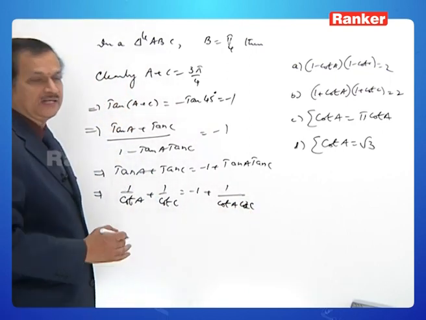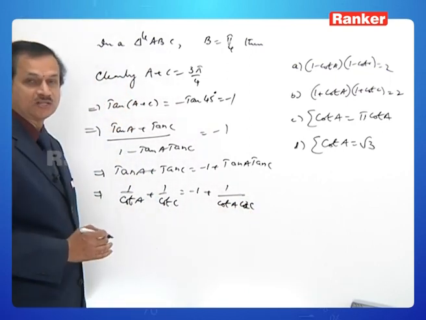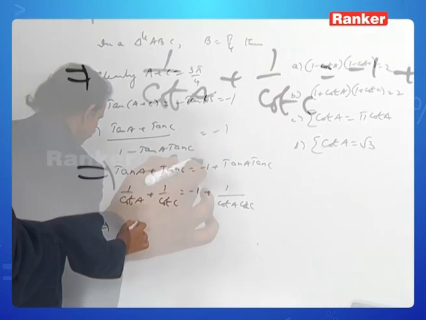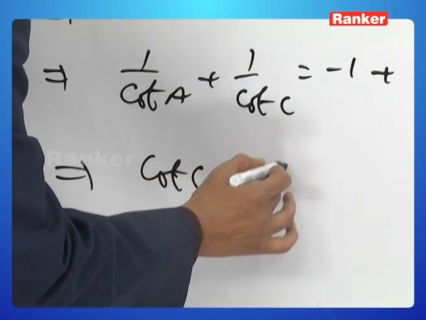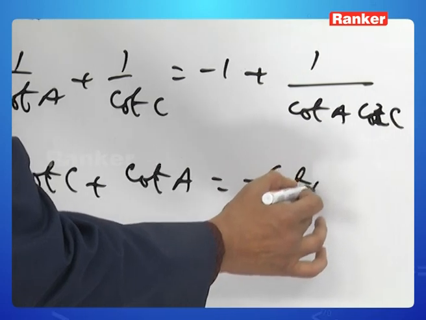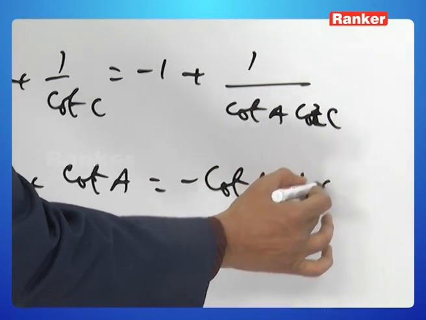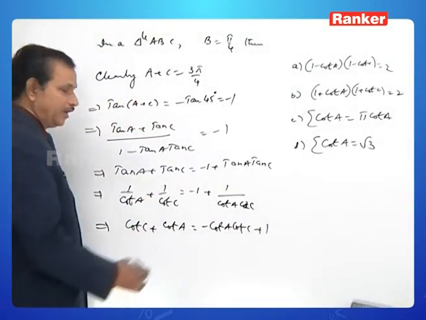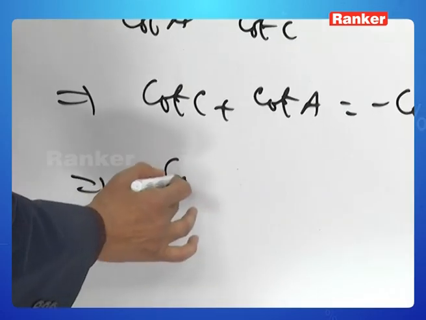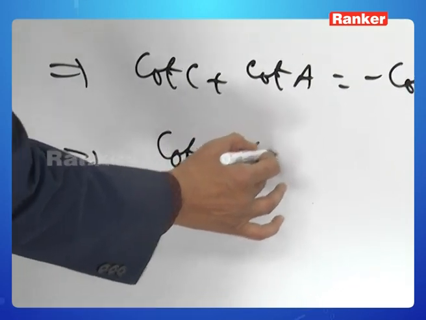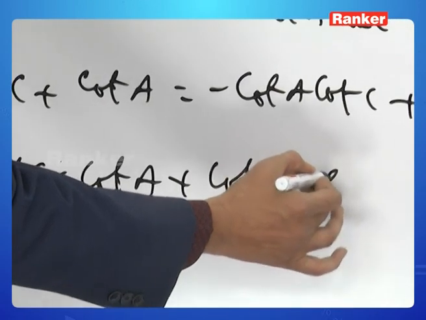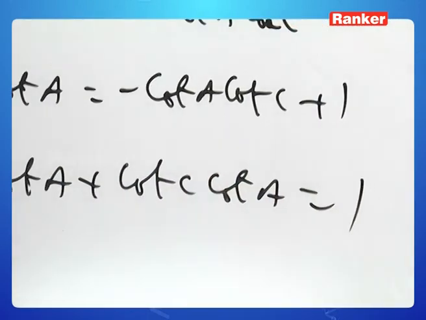Now let me multiply throughout this equation with cot A into cot C. What happens? This implies cot C plus cot A is equal to minus cot A cot C plus 1. You bring that to the side so that you have cot C plus cot A plus cot C cot A is equal to 1.